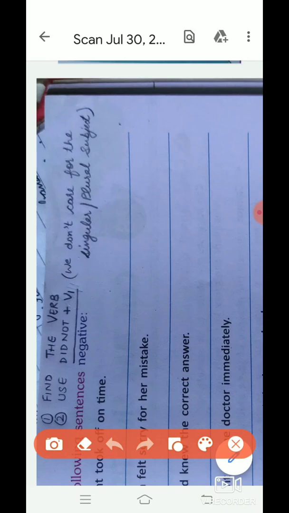So page number 65. I will simplify again the things in steps. First, you have to find the verb. In past tense, we need not worry about the subject, so we can miss that part. Then we have to frame a negative by using did not plus V1. As I have written here, we do not care for the singular or plural subject. Both the subject, singular or plural, will take the same form, that is did not plus V1. But the most important thing is to identify the verb in the question.